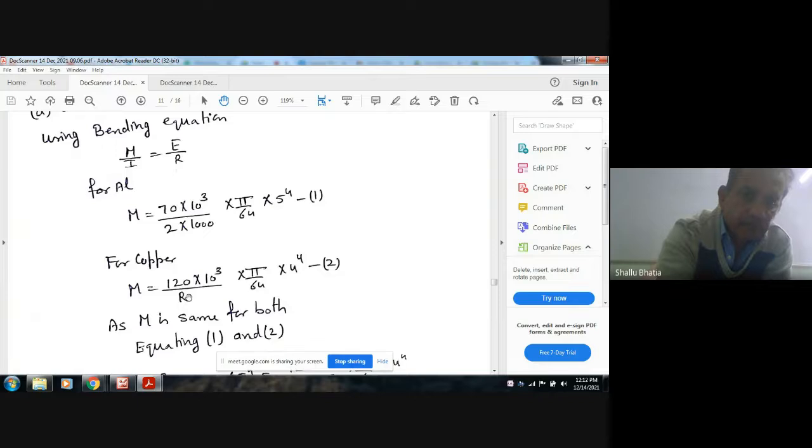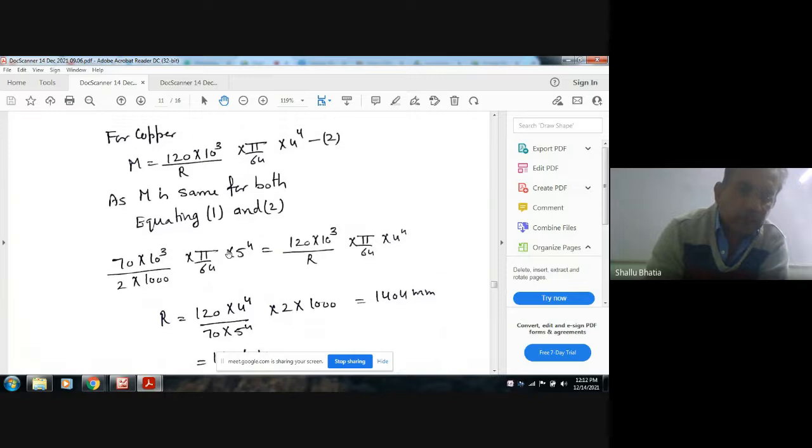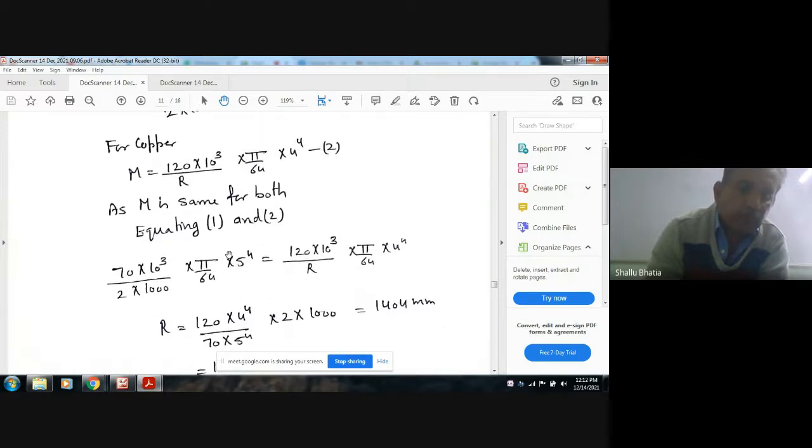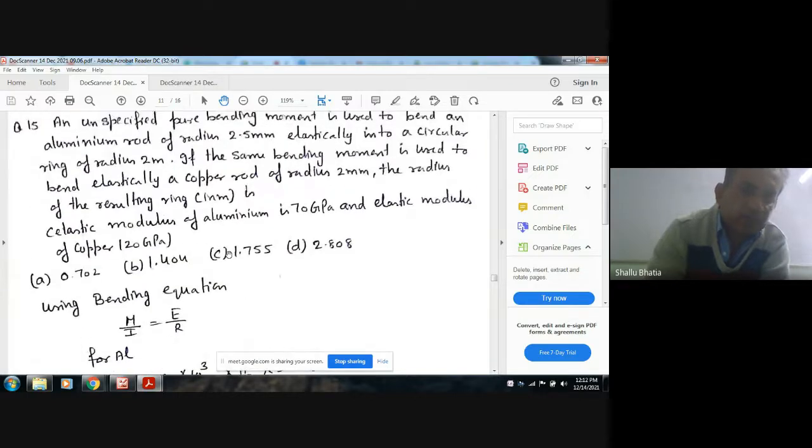R is not given, so we have to find out R. Equating these two, we can find R, that is 1.404 m. So the radius of the ring of copper will be 1.404 m, option B.